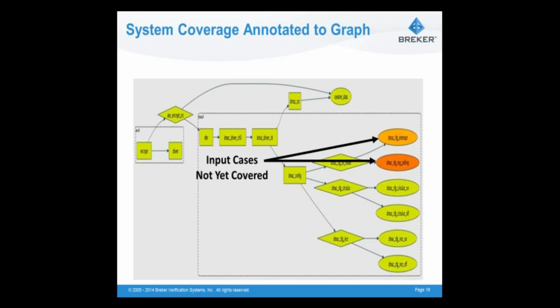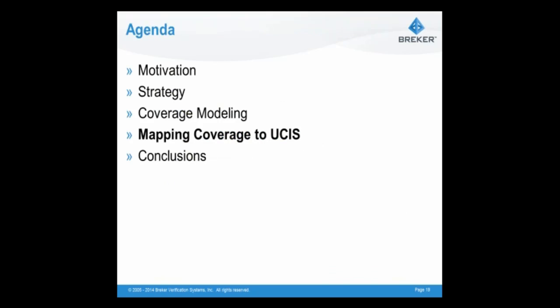The tool also tracks what paths in the model have been exercised, and that can be viewed in the graph itself. So you can look at whether nodes have been visited, whether all the paths have been visited, and this is the coverage information we're looking for. So now let's look at how we can map this information out to something like UCIS.